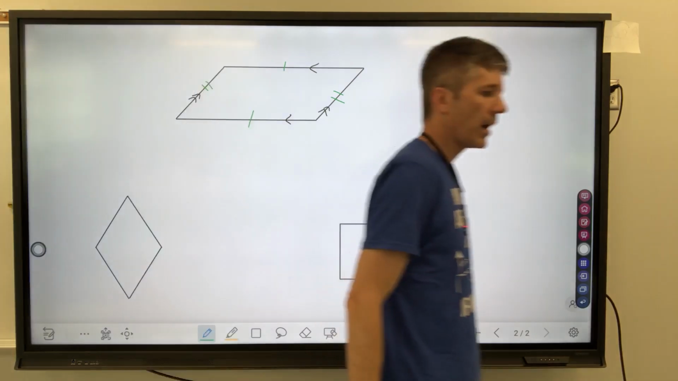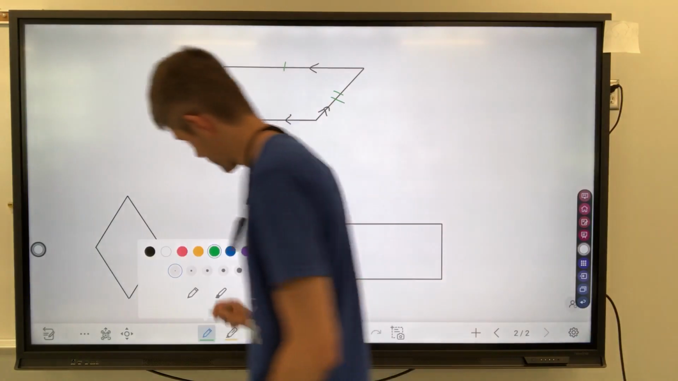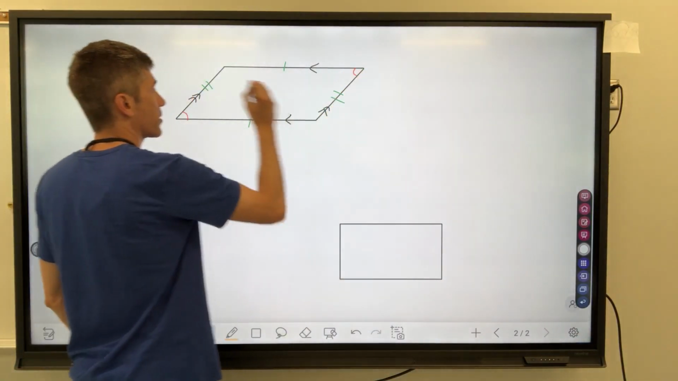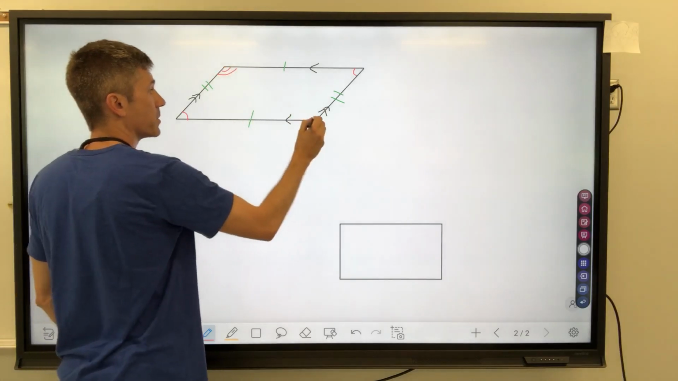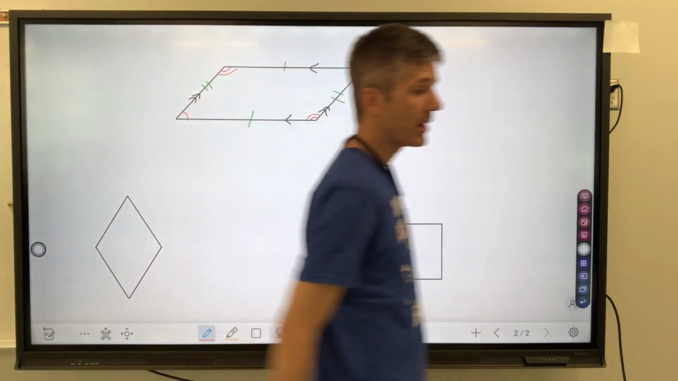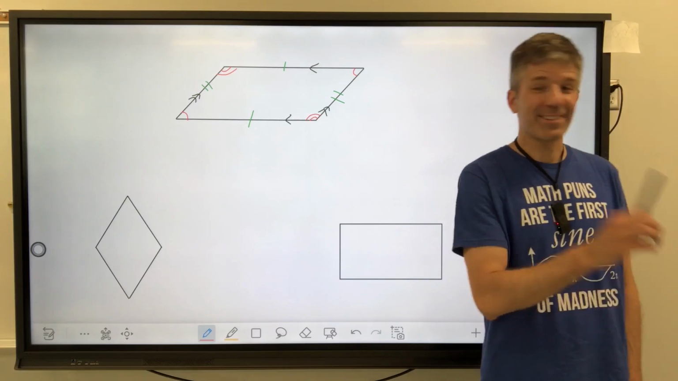Okay. Also, the opposite angles are congruent, which means this angle is equal in measure to this angle, and this angle is equal in measure to this angle. Okay, still with me? Sure hope so. Then we're going to have consecutive angles that are supplementary. And you'll see where this one's going.